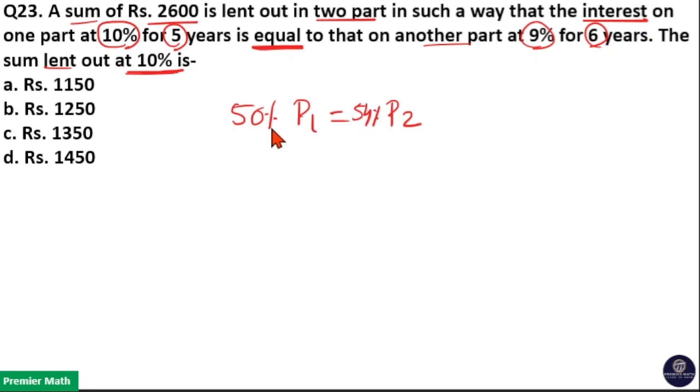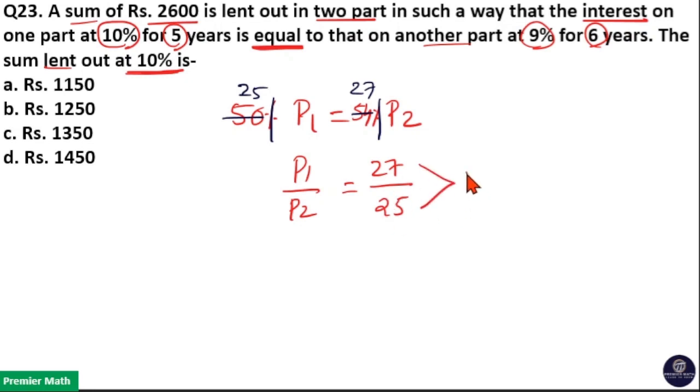Now 50% of principal 1 is equal to 54% of principal 2. If I cancel percentage and percentage, and divide by 2, 2 goes 25 times in 50 and 2 goes 27 times in 54. Now principal 1 by principal 2 is equal to 27 by 25. If I add these two parts, 27 plus 25 is equal to 52 parts. This 52 parts is equal to the total sum 2600. Now 26 goes 2 times in 52, 2 goes 50 times in 100.